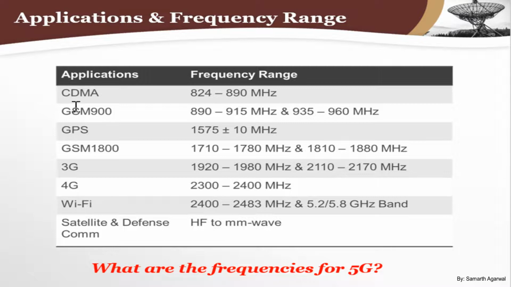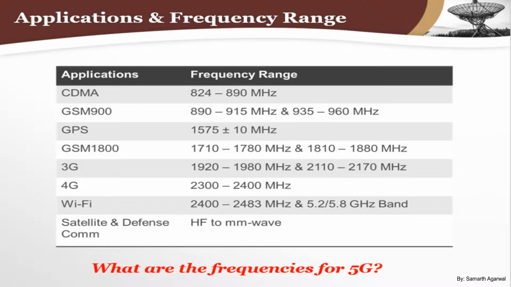Then GSM 900 operates at 890 to 915 megahertz, and further 935 to 960 megahertz. Then GPS, the global positioning system, operates in the L band, at around 1575 megahertz, followed by GSM 1800, 3G, 4G, 5G, and Wi-Fi. Satellite and defense communication also have separate frequency ranges, which are not allocated to other applications because of privacy as well as security issues.